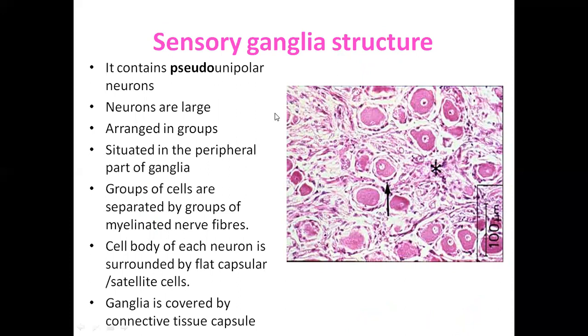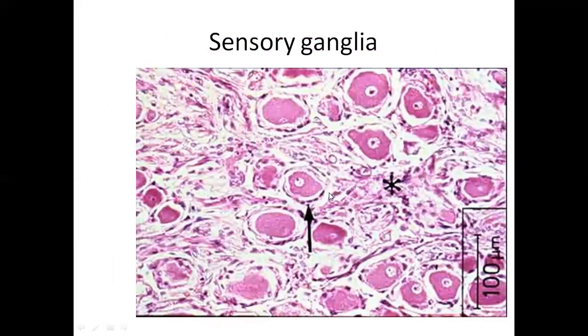all pseudo unipolar neurons. These are the pseudo unipolar neurons you are seeing here, which are quite large in size. They are arranged in groups situated in the peripheral part of the ganglia. Groups of cells are separated by groups of myelinated nerve fibers. The cell body of each neuron is surrounded by flat capsular cells, which are nothing but satellite cells. The ganglia is covered by a connective tissue capsule outside. So this is the sensory ganglion.